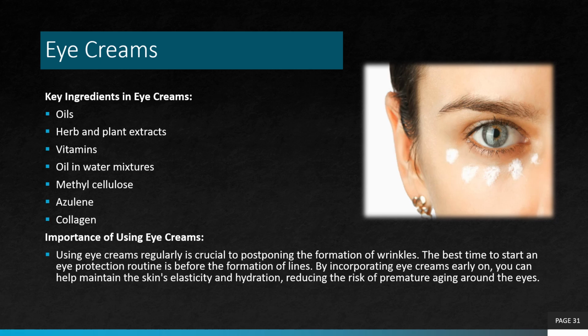Key ingredients in eye creams include oils, herb and plant extracts, vitamins, oil and water mixtures, methylcellulose, azulene and collagen. Using eye creams regularly is essential to postponing the formation of wrinkles. The best time to start an eye protection routine is before the formation of lines. By incorporating eye creams early on, you can help maintain the skin's elasticity and hydration, reducing the risk of premature aging around the eyes.